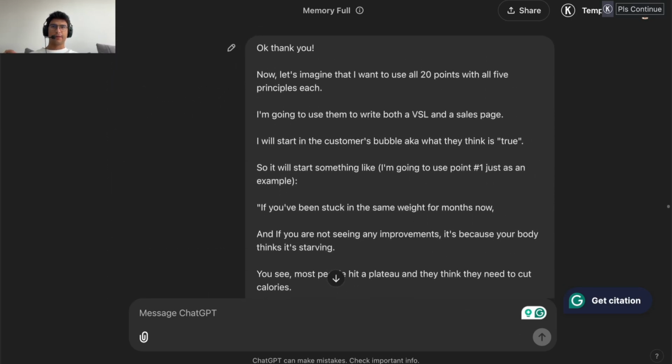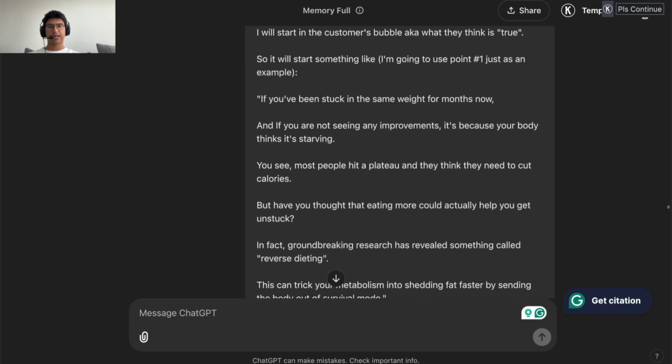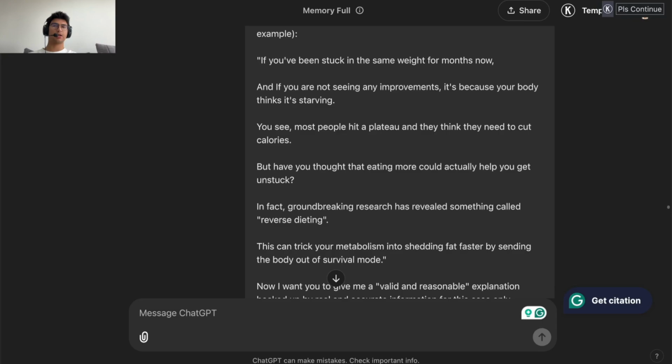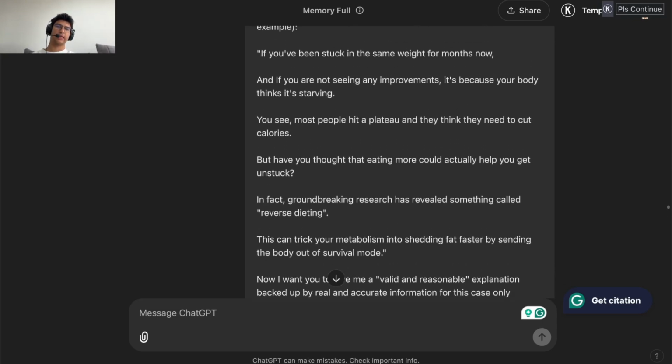If you've been stuck in the same place for months now, and you're not seeing any improvements, it's because your body thinks it's starving. You see, most people hit a plateau and they think they need to cut calories.